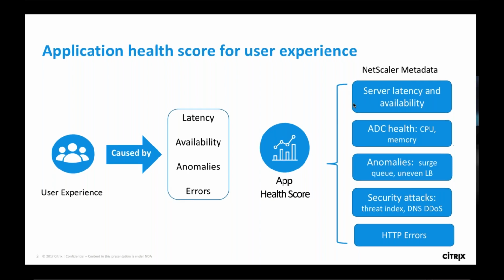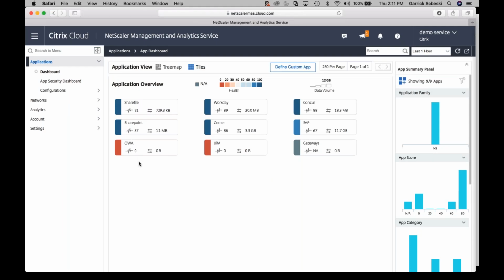So I'm going to jump right into the MAS environment and show you what it looks like. This is the Citrix Cloud version of MAS that you're looking at here. It's available for Citrix to manage for you as a service in Citrix Cloud, or it's available for you to run on-prem as well. This is the application dashboard view, and you can change this to look a number of different ways. I'm looking at it as tiles.